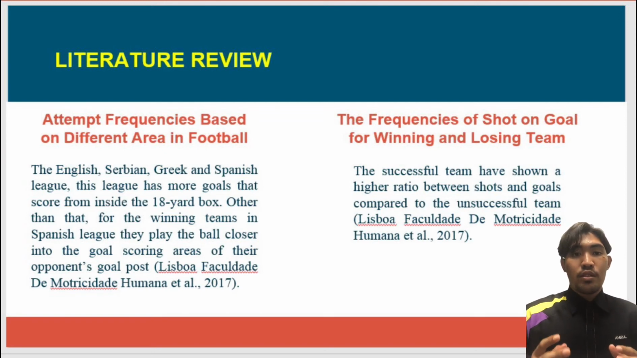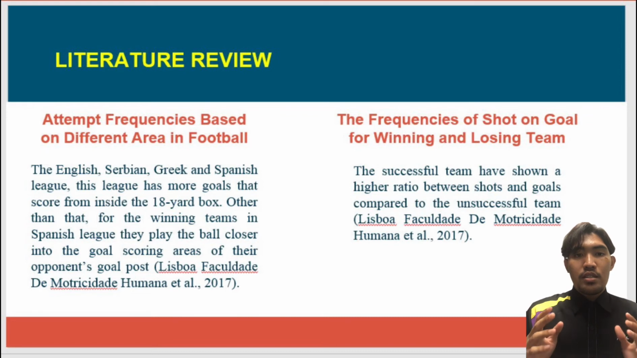It means that shooting from inside the penalty box area has a higher scoring rate compared to scoring from outside the penalty box. A shot on goal is an attempt to score a goal, whether on target or off target, made with any part of the body that is allowed by the rules.